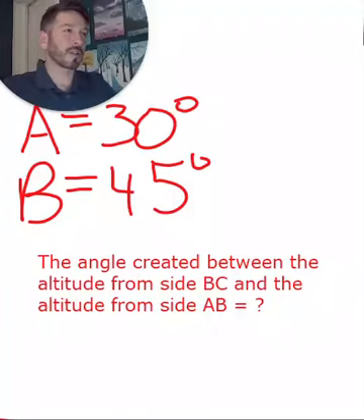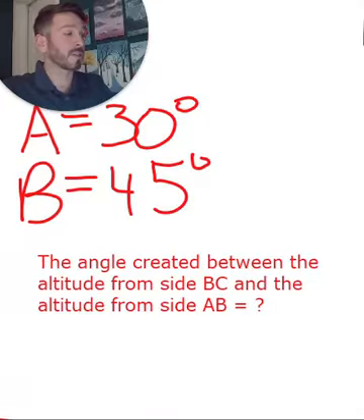This is about triangles, altitudes, and drawing things correctly. We're given two angles of a triangle. Angle A is 30 degrees and angle B is 45 degrees. And they want the angle created between the altitude from side BC and the altitude from side AB.